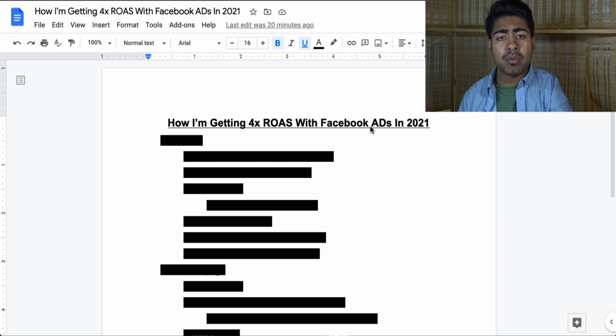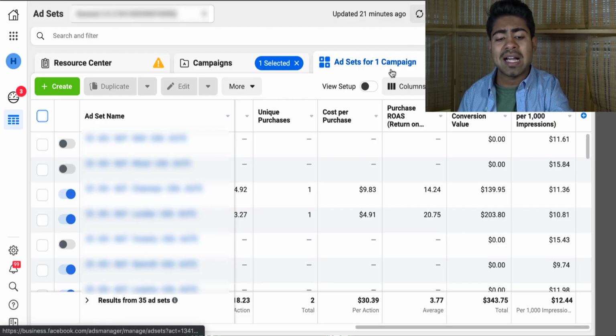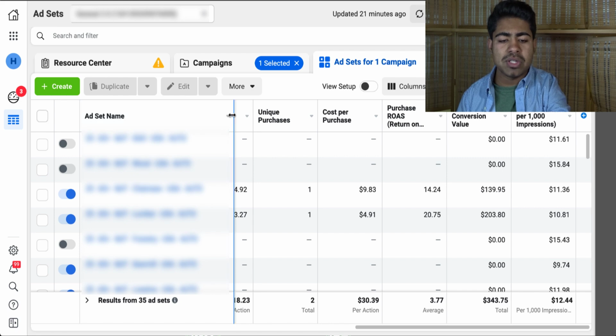But how I'm getting roughly 4 times ROAS with Facebook in 2021. Before we go over the Google Doc, let's head on over to our Facebook Ads Manager to go over all of the results that I'm currently getting.